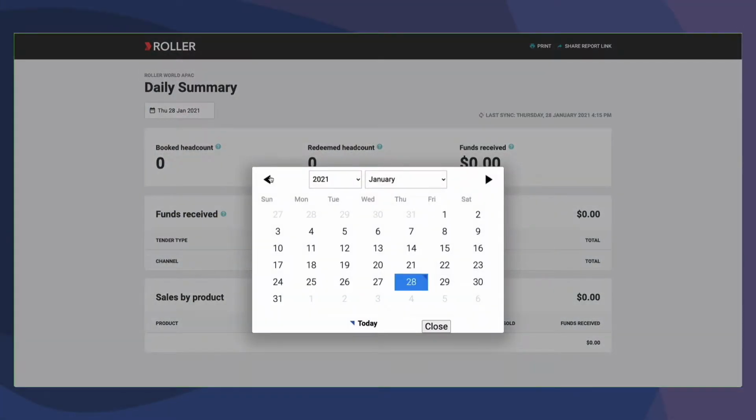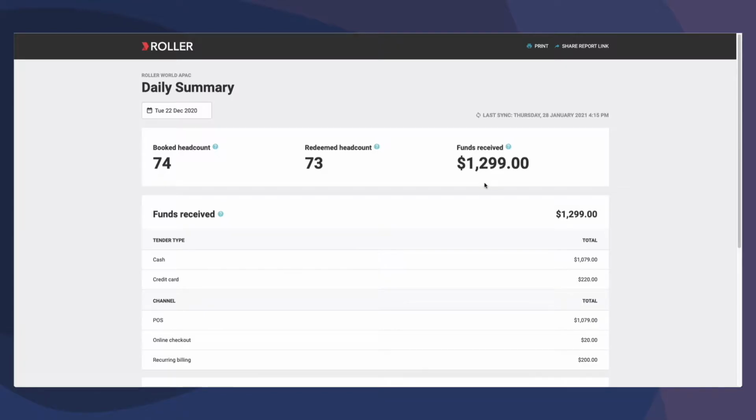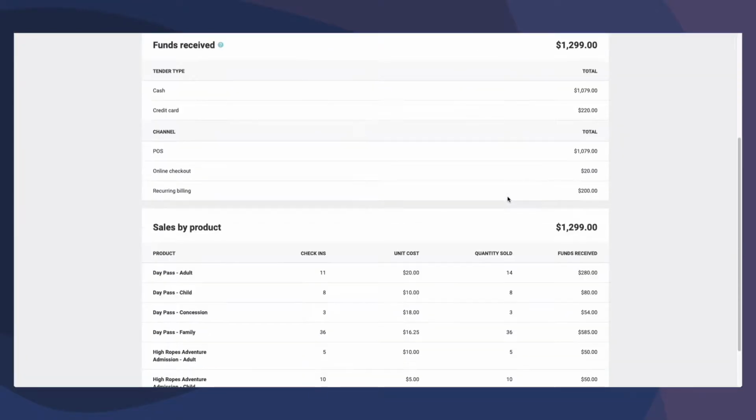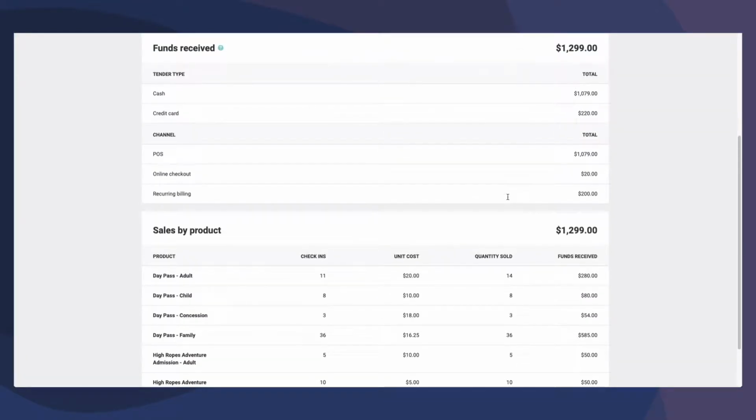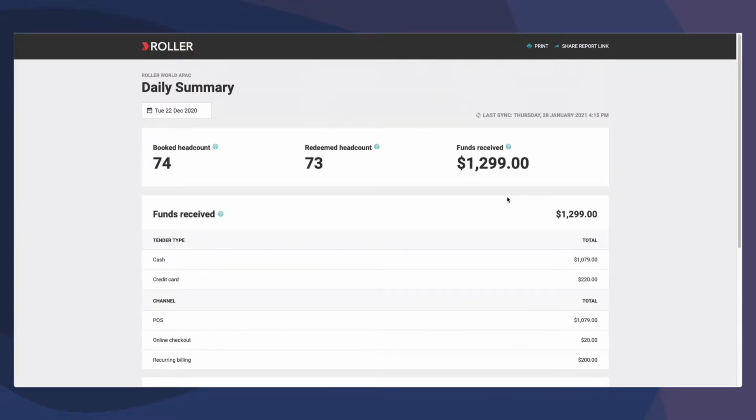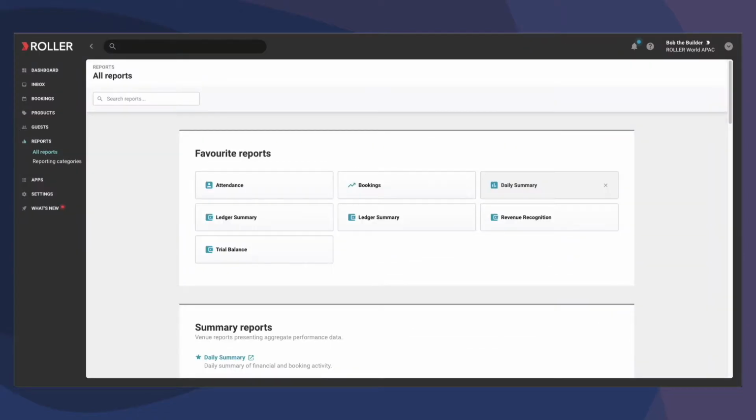To find the daily summary of bookings, attendances, funds received by payment type, funds received by payment location, products sold, and till summaries, head to the Daily Summary Report. This report should only be utilized for daily reporting, not weekly or monthly. You can have this report emailed to you daily at the time of your choice. Just submit a ticket requesting this and our support team will action that for you.